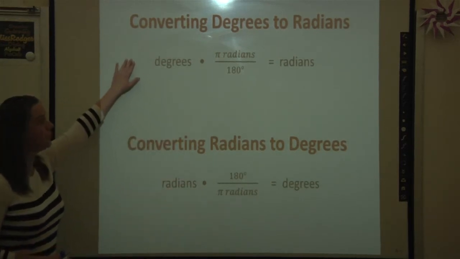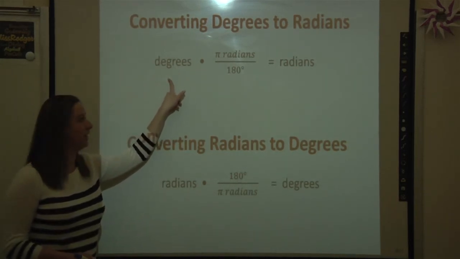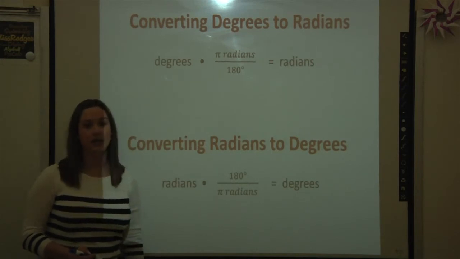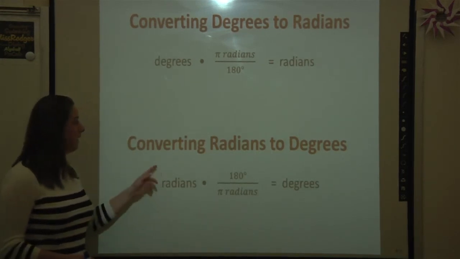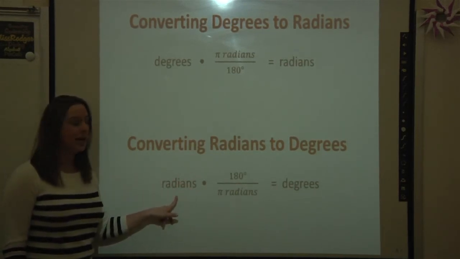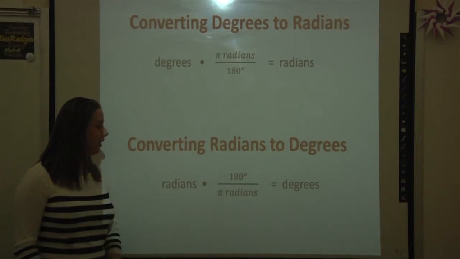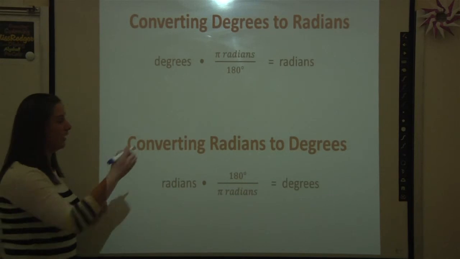So to go from degrees to radians, we're going to take whatever our degree measure is and multiply it by pi radians all over 180 degrees, and this will give us our radians. And for converting from radians to degrees, we're going to take whatever our radians are and multiply it by 180 degrees all over pi radians, and this will give us a degree measure. Let's take a look at an example.